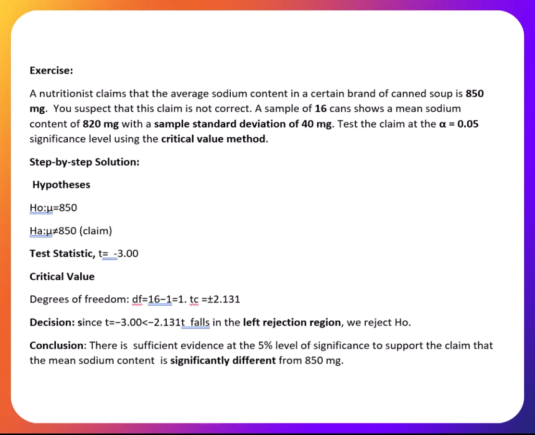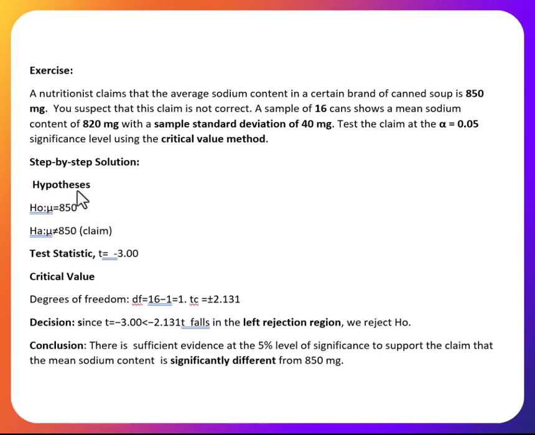Another exercise testing the mean but using the critical value approach. We're going to show you how that works. A nutritionist claims that the average sodium content in a certain brand of canned soup is 850 milligrams. You suspect that this claim is not correct, so you are making the claim. How would you state the null and the alternative?